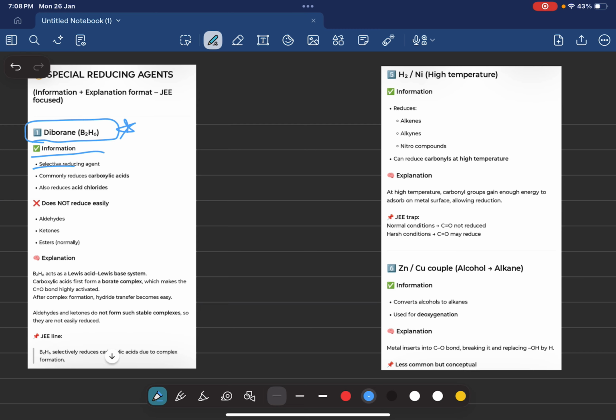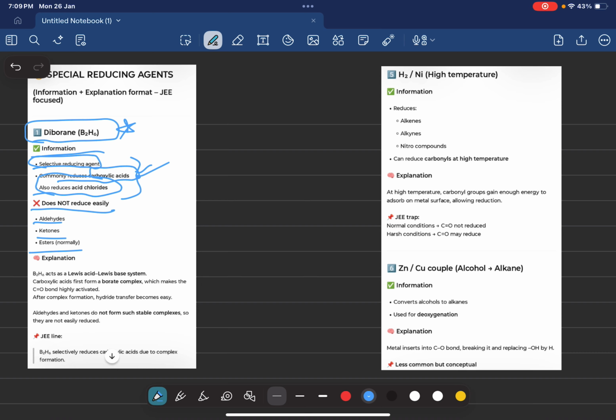So it's a selective reducing agent, but it commonly reduces carboxylic acids only, because here an acid-base complex, or borane complex, is formed. It also reduces acid chlorides. So these are the two things reduced with diborane. It doesn't easily reduce aldehydes, ketones and esters.